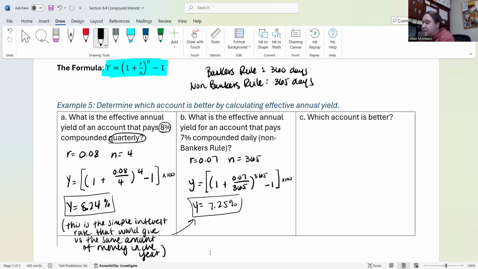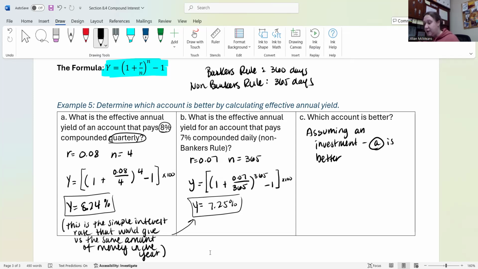Okay. So then it says which account is better. Assuming an investment, A is better. Okay. With an investment, you want the highest effective annual yield. So we have a way higher effective annual yield by almost a whole percent. Okay. So A is going to be much better here. If this was a situation where we were thinking like loan, it would be B because we would want the lower effective annual yield. Okay.